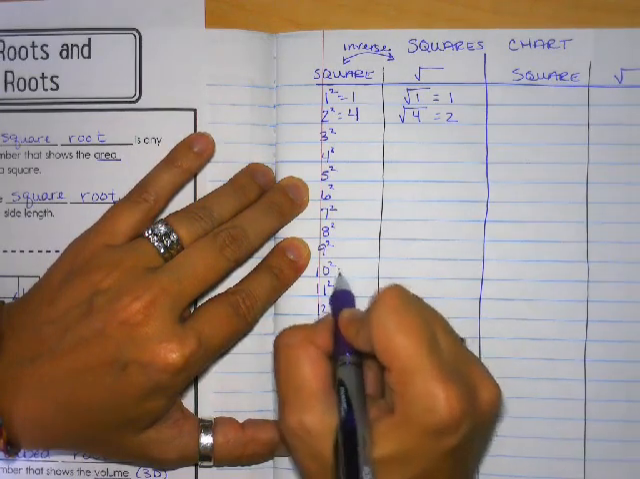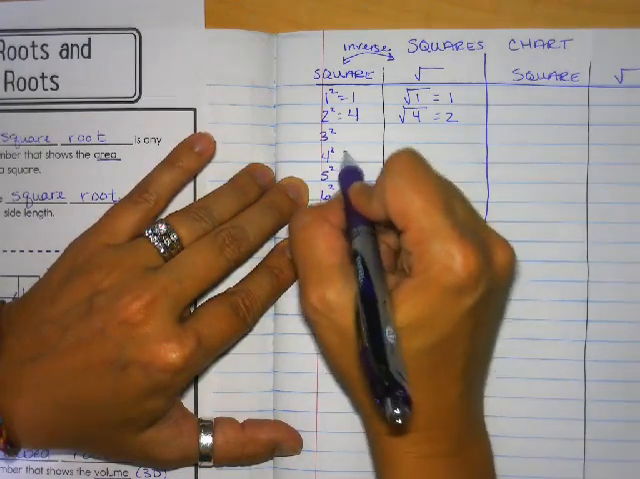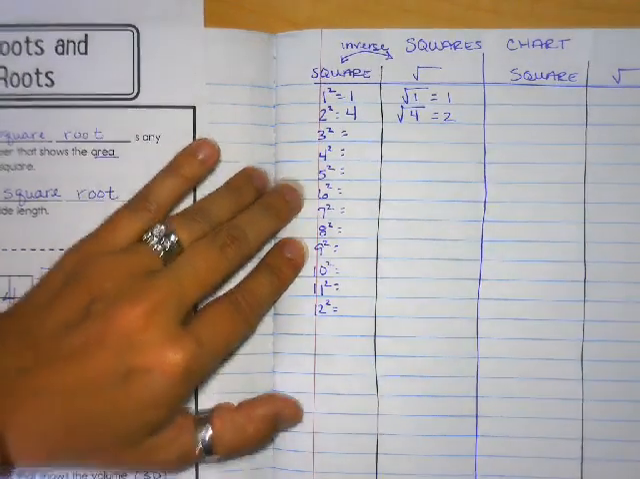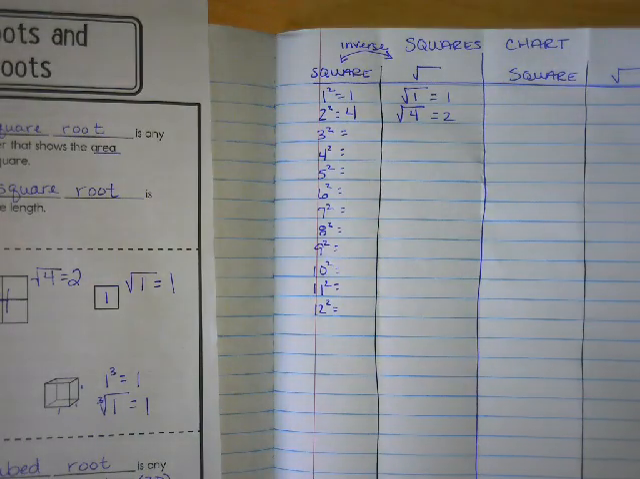And then tomorrow in class, we're going to check those and we're going to add to it. We're going to talk specifically about squares and square roots, and then we're going to extend that knowledge to exponents the next day.